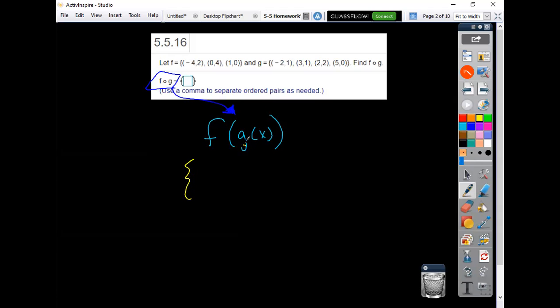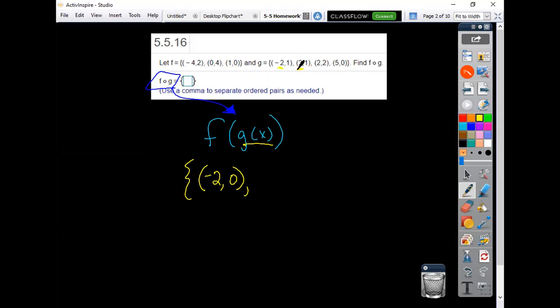So you start with your g input. So my first one here is -2. And then when that turns into a 1, now I come over to my f formula and look for a 1, and it ends up at 0. So this -2 when input to the g, and then we put the answer from that into f, comes out as a 0. And we continue down the line.